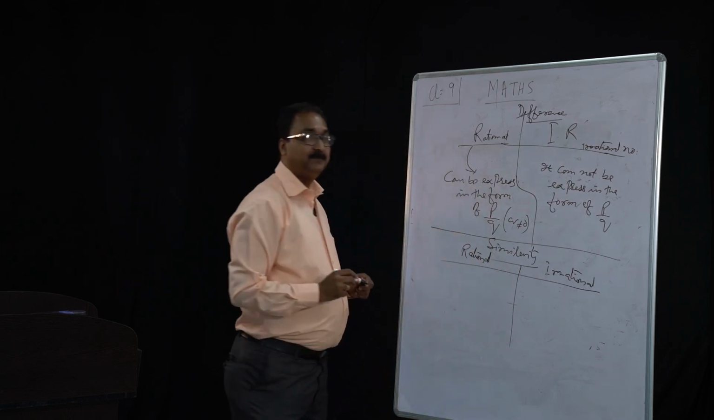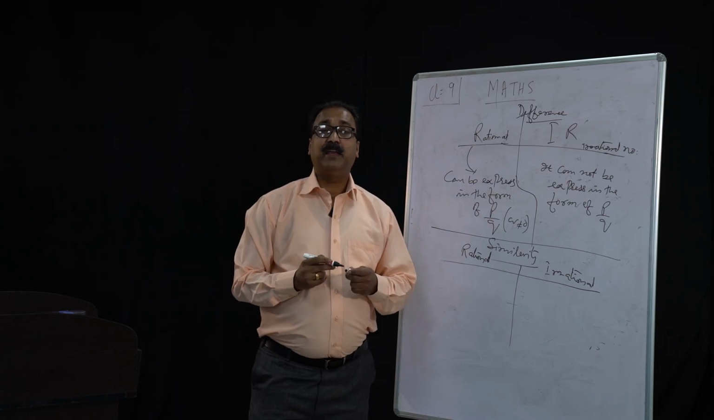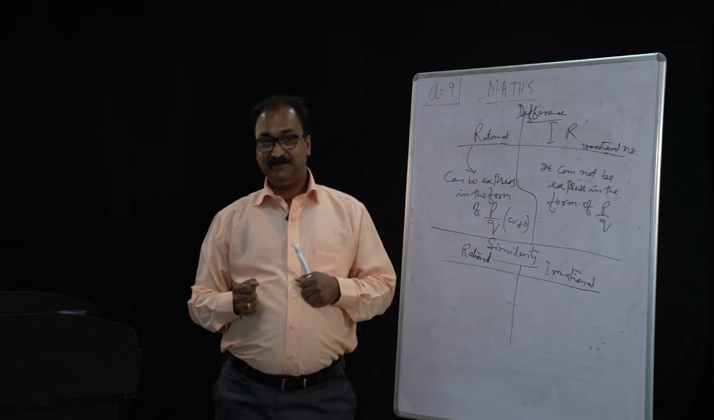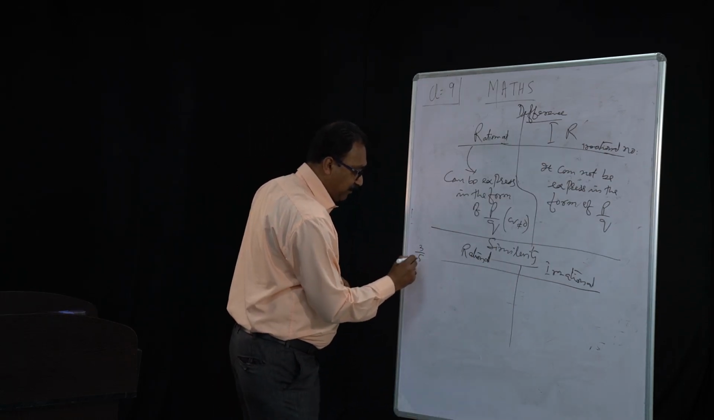Might you have guessed it? No. This, you know, is in class 8. A rational number can be expressed on a number line. For example, you might have 3 by 5. What is that on the number line?